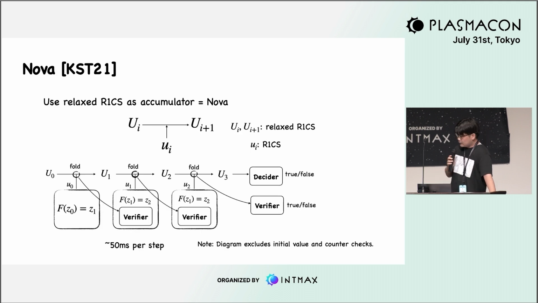So using relaxed R1CS as an accumulator, this becomes Nova's folding. In this way, Nova realizes the accumulation scheme by expressing statements as R1CS and folding them into a relaxed R1CS. Nova's recursive proof is extremely fast, running about 50 milliseconds per step for a small circuit.